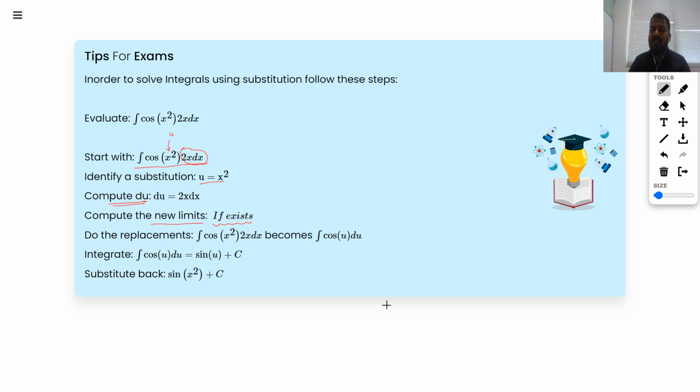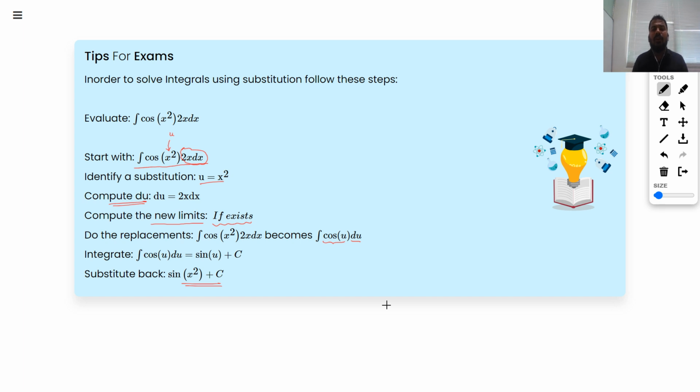Now do the replacement. Cos of x square is nothing but cos u, and 2x dx is nothing but du. Since it is an indefinite integral, you add plus c. If it is a definite integral, you add the limits, not the constant. Now the integral of cos u is sin u. After that, we have to substitute back to the original variable. What is u here? u is nothing but x square. So I can write sin of x square plus c. This will be our final answer.